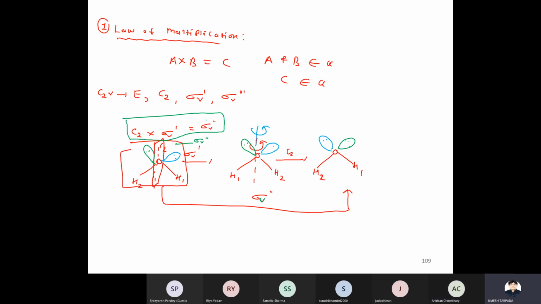So you can see, multiply any two symmetry elements, and the result becomes the same. The result is an element from the same given group. This is called the law of multiplication. Second one is the law of reciprocal.